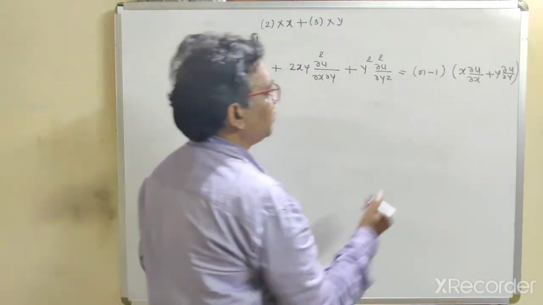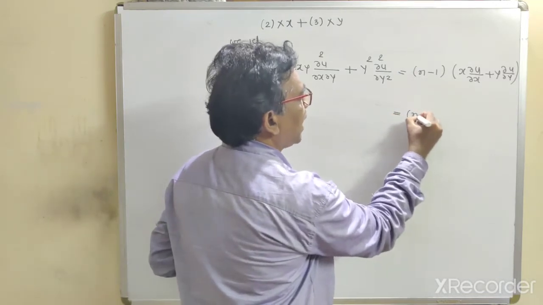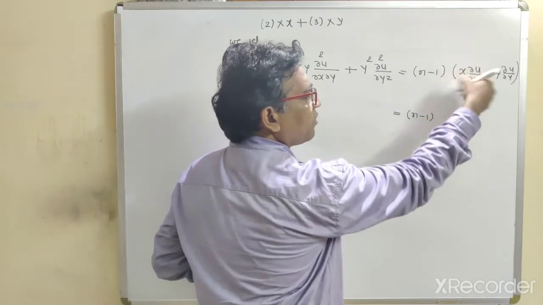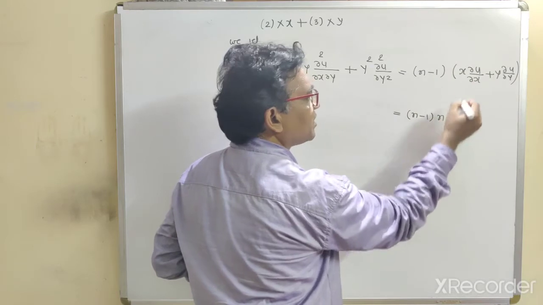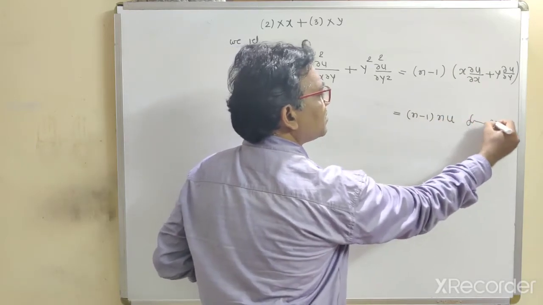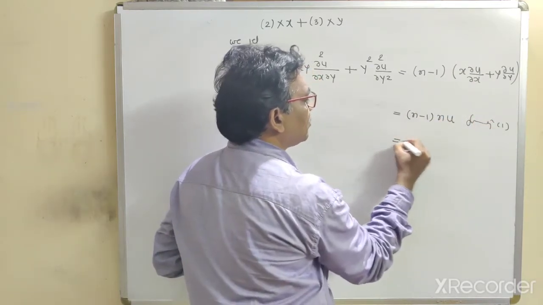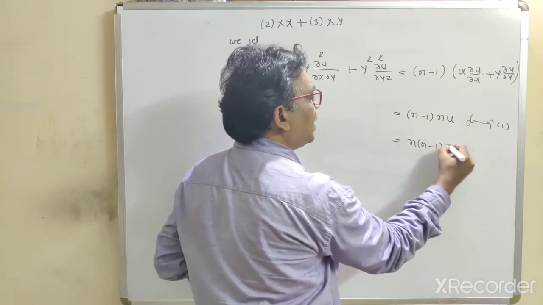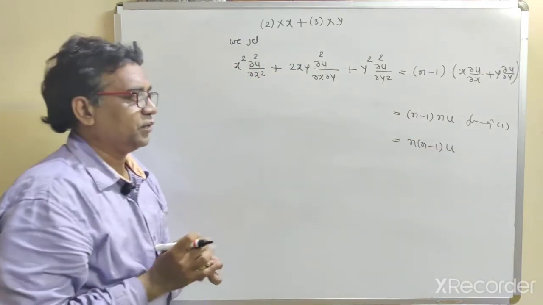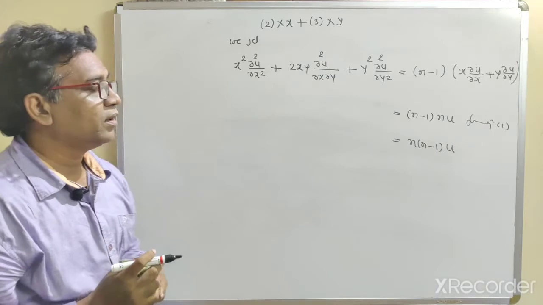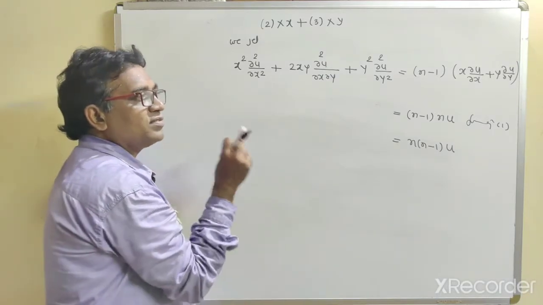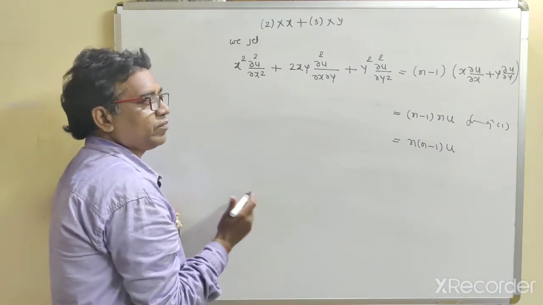So this is equal to n minus 1, and from equation 1, this value is given by nu. So, giving the reason from equation 1, this total value will be n into n minus 1 into u. So this is the first consequence of Euler's theorem.